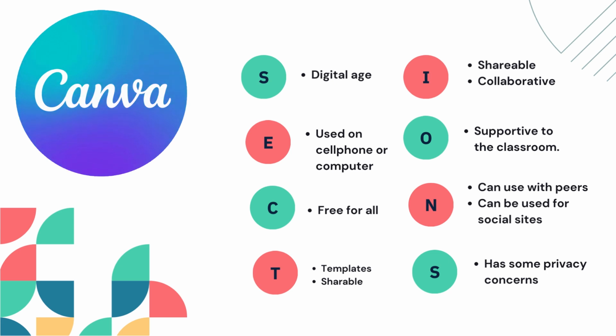For networking, it's easy to use with your peers. You can network with your peers through Canva and share it through there, and it can be used on social sites. So you can take your images or your templates from Canva and completely upload from Canva. You don't even have to go anywhere. So if I want to make a flyer and hit share to Facebook, I can do it within the Canva application. And S is for security and privacy.